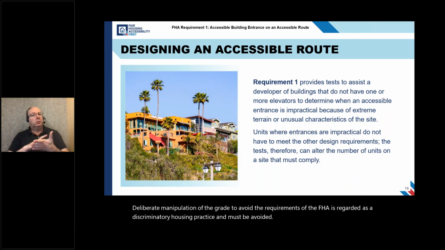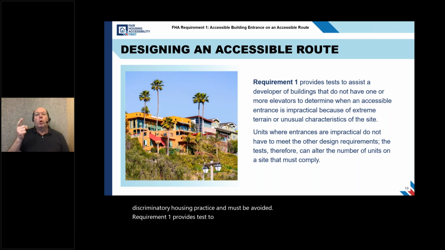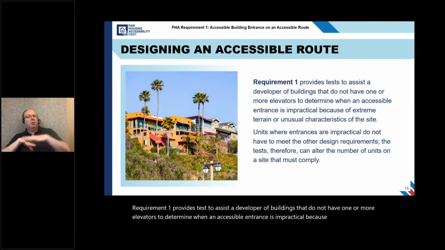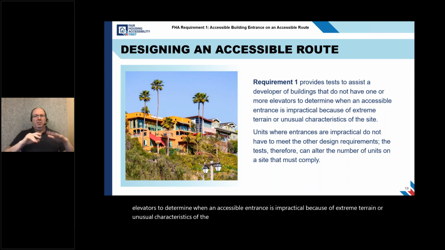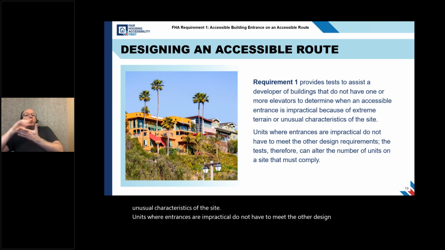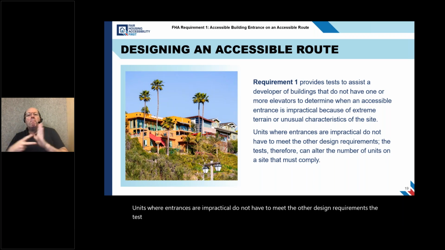Requirement 1 provides tests to assist a developer of buildings that do not have one or more elevators to determine when an accessible entrance is impractical because of extreme terrain or unusual characteristics of the site. Units where entrances are impractical do not have to meet the other design requirements. The test, therefore, can alter the number of units on a site that must comply.